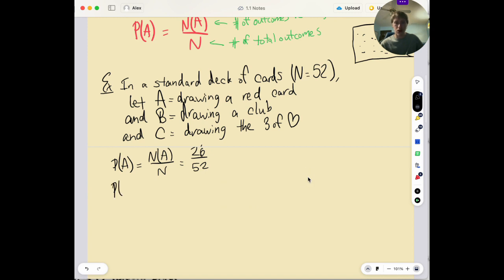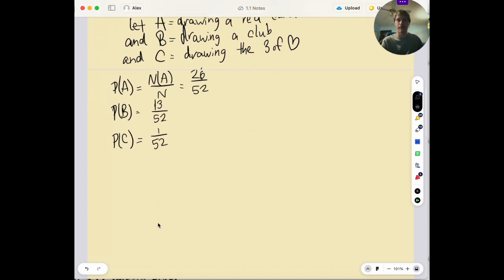The probability of B occurring, well, how many clubs are there? Well, there are 4 suits that evenly divide the 52 cards. So if you do the math and cut 52 into 4 pieces, each piece is going to have 13. And there are still 52 total cards. And what's the probability of drawing the 3 of hearts? Well, there's only one 3 of hearts in a standard regulation deck, so that probability is 1 divided by 52. So that's just a quick example, and this is theoretical probability. Okay?